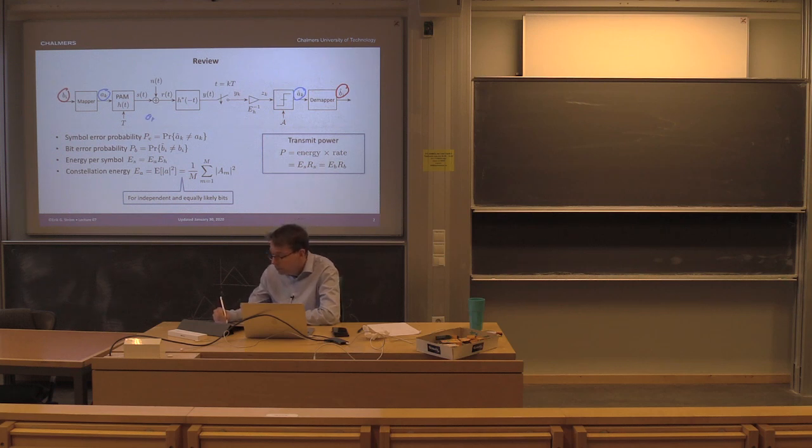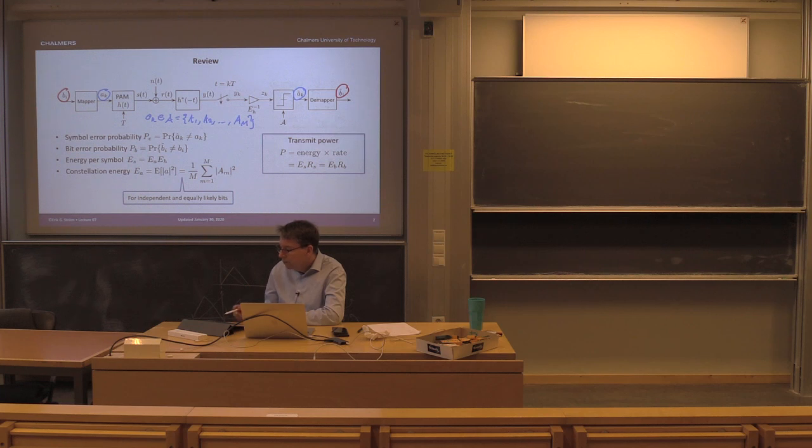AK is a member of the symbol alphabet, which consists of the amplitudes A1, A2, up to AN. And if we take the average of all of these, then we get the constellation energy. And the last equality here holds when the bits that we are transmitting are independent and equally likely. Equally likely means that a bit has the same probability of being a 0 as a 1, so 1/2 in that case. Independent means that consecutive bits are statistically independent of each other. And that's a standard assumption that we use.